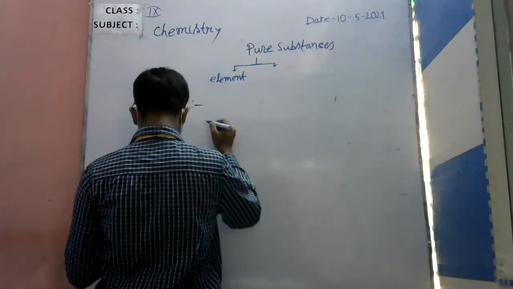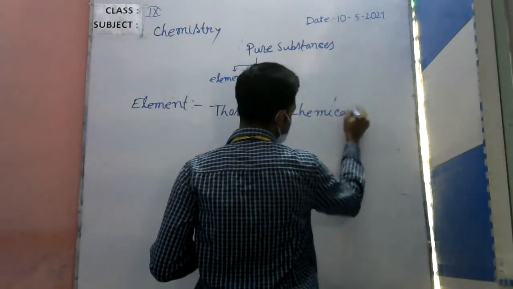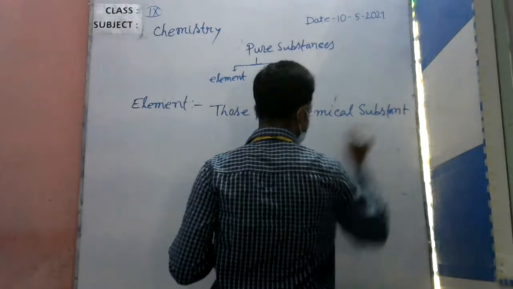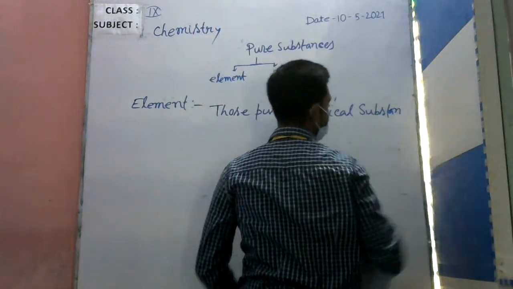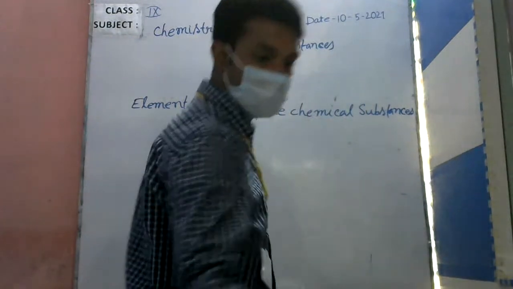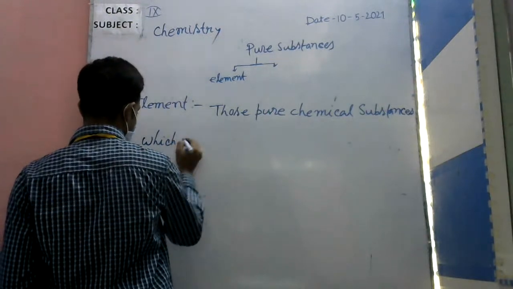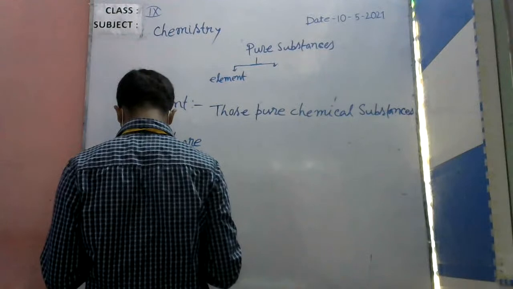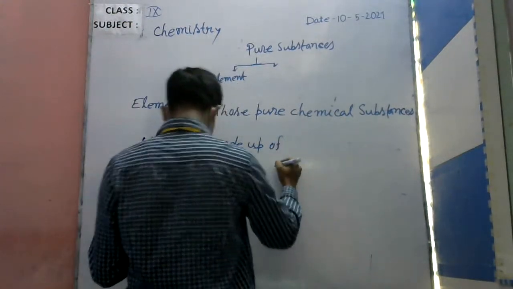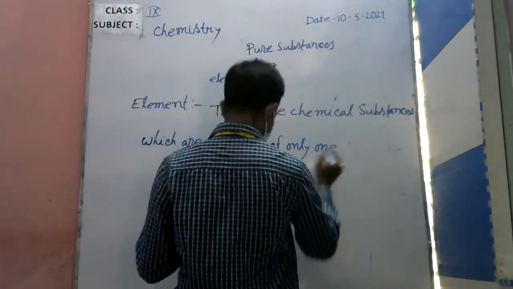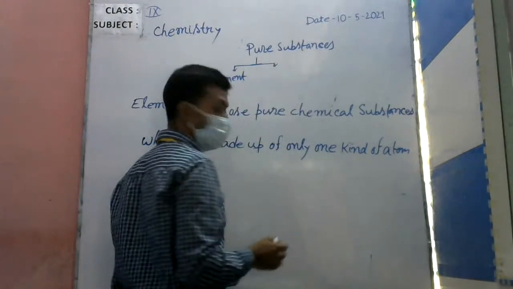Those pure chemical substances. Substances means which type of substance is present in there. Substances which are made of only one kind of atom. Only one kind of atom.